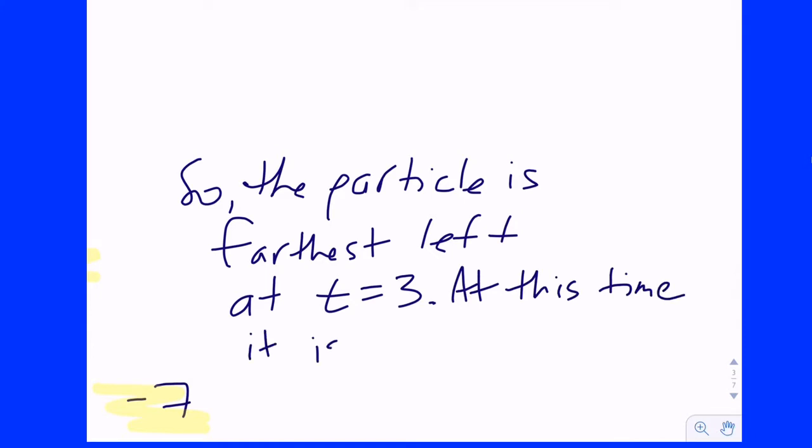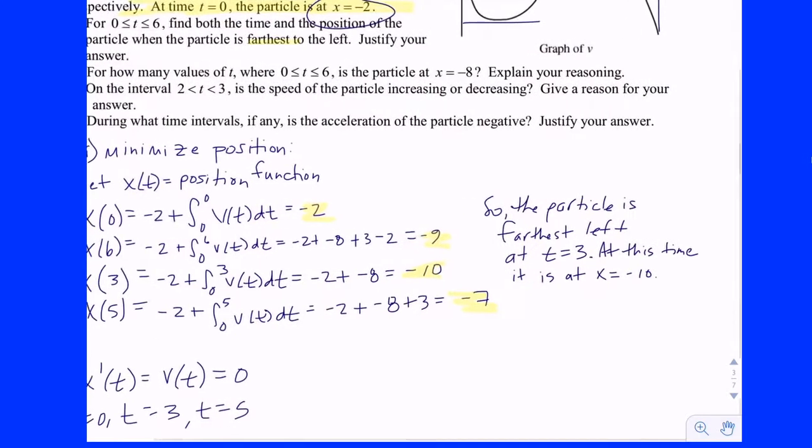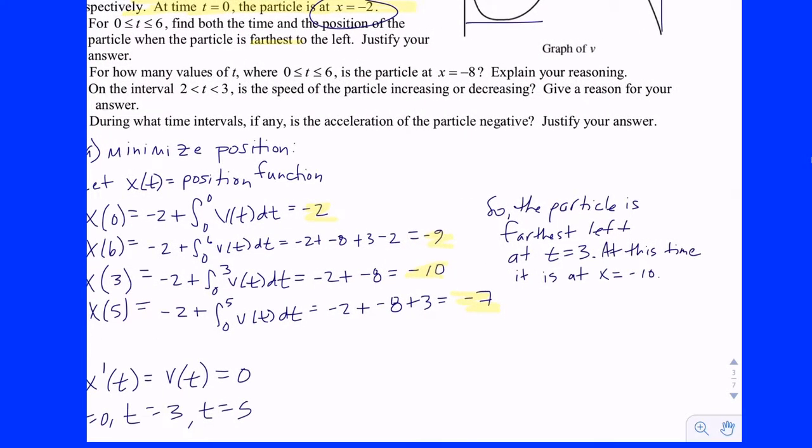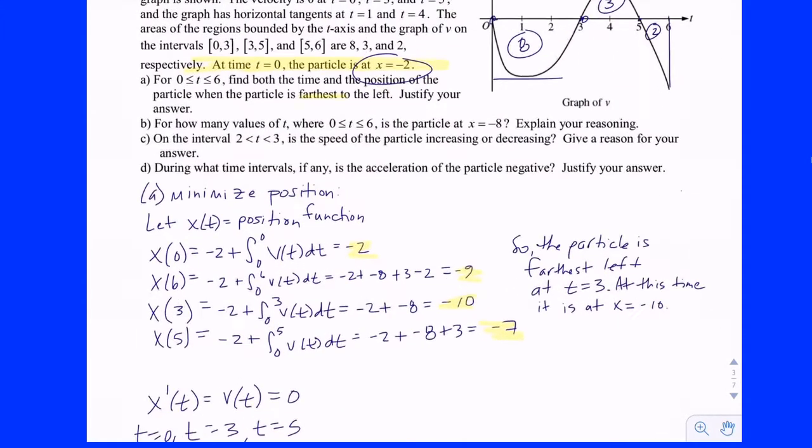It is at x equals negative 10 on the number line. Perfect. On the AP test, would you have to work through all the possible solutions, or could you just see intuitively that it's t equals 3? Oh, great question.